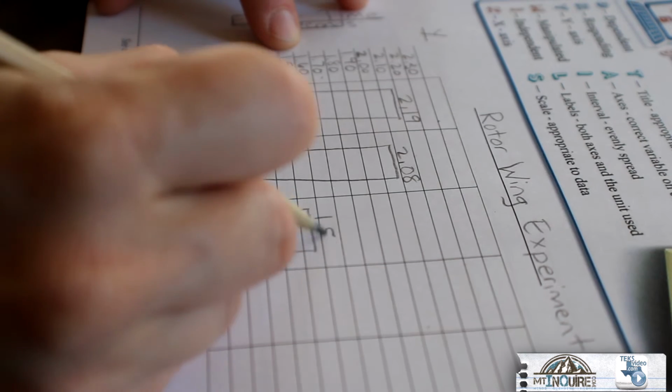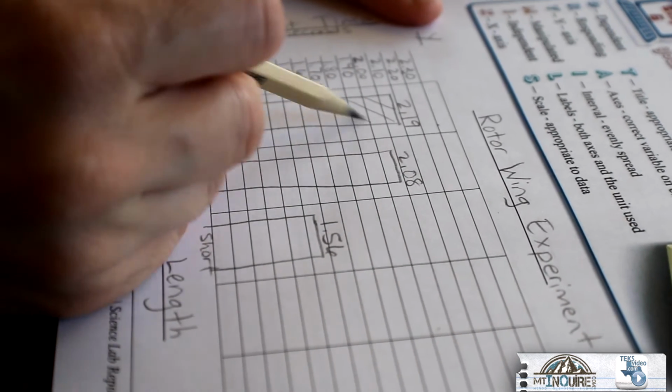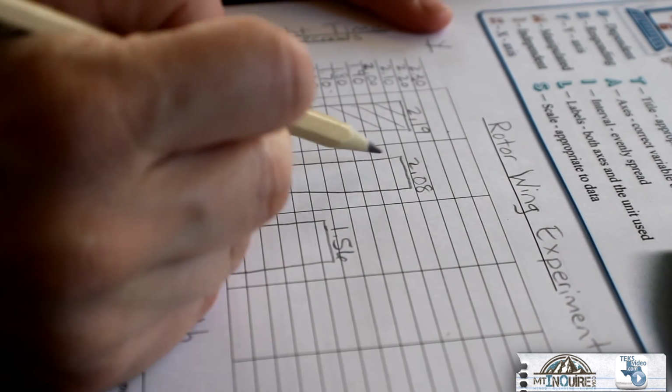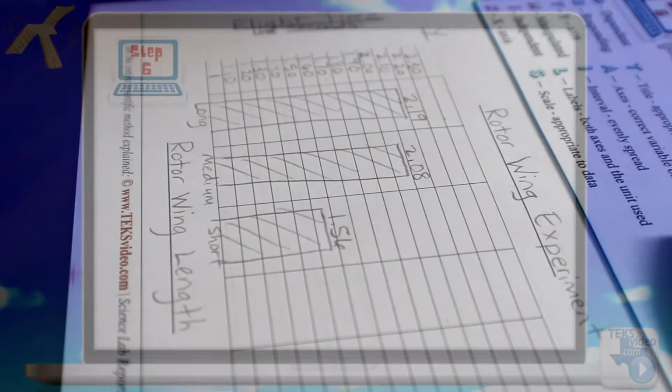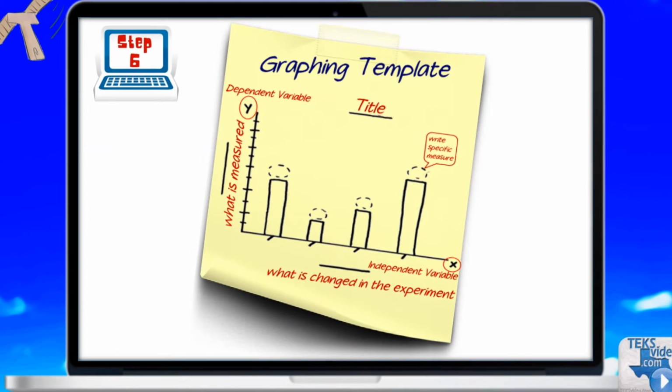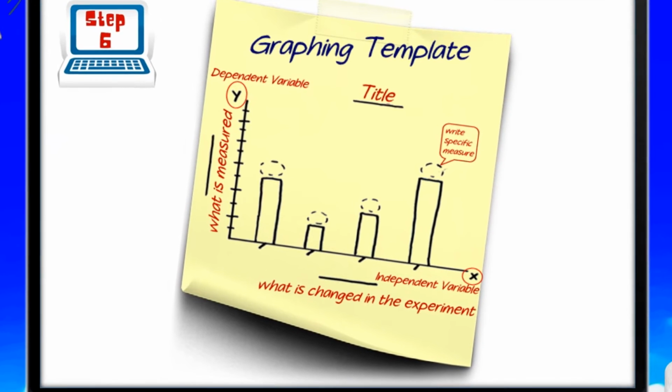Now, in step 6, we need to organize our data in a visual way by creating a graph of our information. In the field of science, we try to keep things clear and simple with our graphs. If you'll notice on the graphing template I've provided, you will see that the independent variable is most always on the bottom of the graph, which is the x-axis.